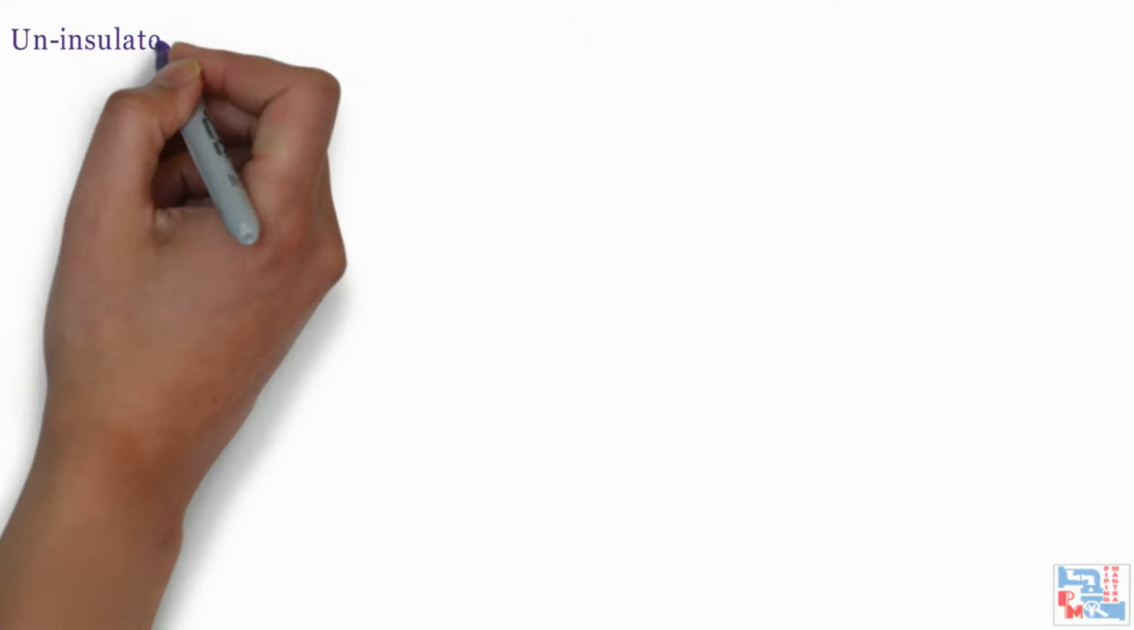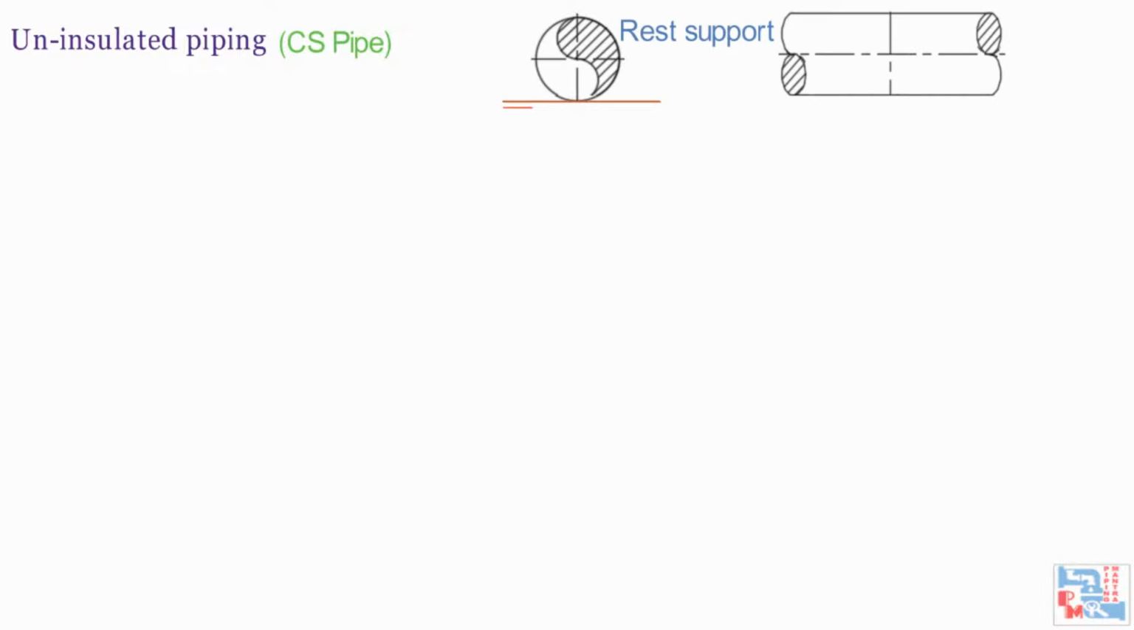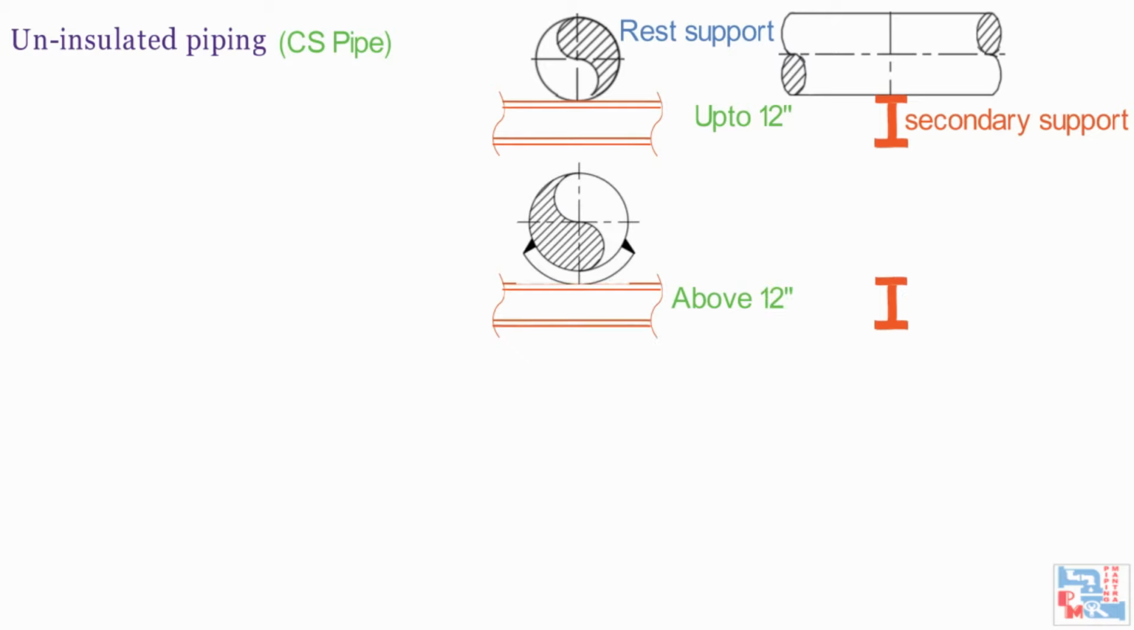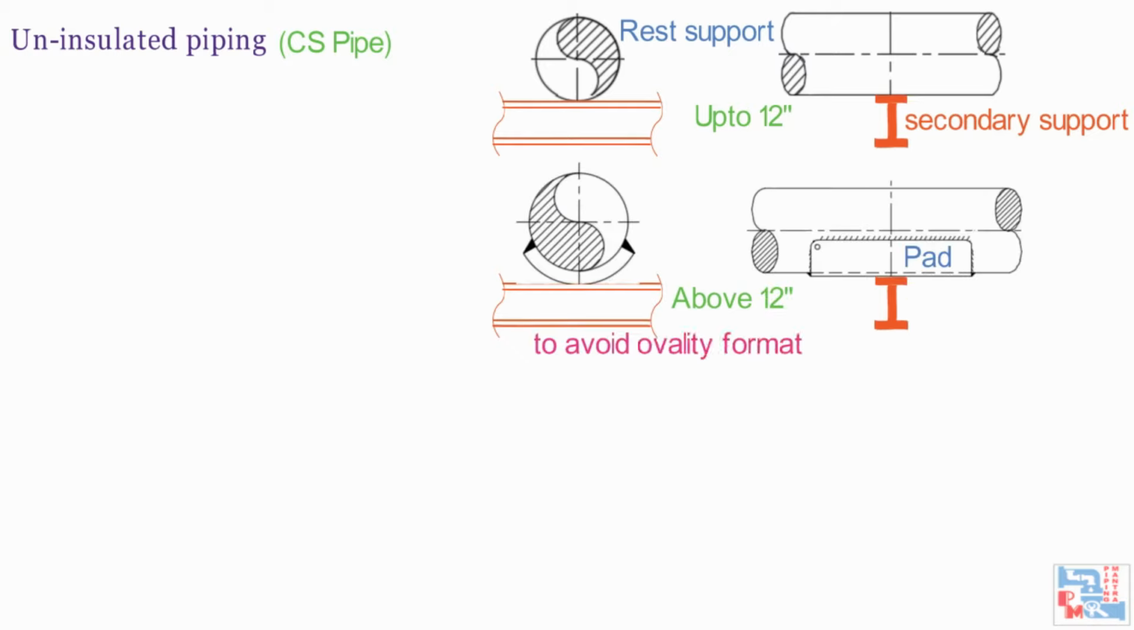First is uninsulated CS piping. The uninsulated carbon steel piping, that is bare pipe, generally rests directly on the secondary support for sizes up to 12 inches. For big diameter pipes with NB greater than 14 inches, a pad is needed to avoid ovality formation in the pipe at the support.